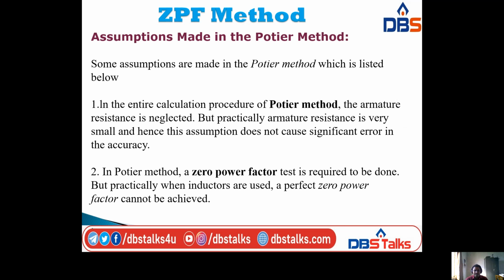And the assumptions made in the Potier method, I already said these points and am repeating them again. So some assumptions are made in the Potier method which are listed below. In the entire calculation procedure of the Potier method, the armature resistance is neglected, but practically the armature resistance is very small and hence this assumption does not cause significant error in the accuracy. And second, in the Potier method, a zero power factor test is required to be done. But practically when inductors are used, a perfect zero power factor cannot be achieved.